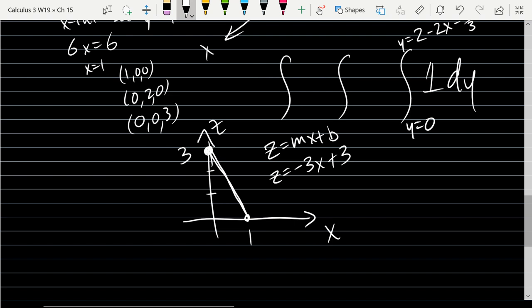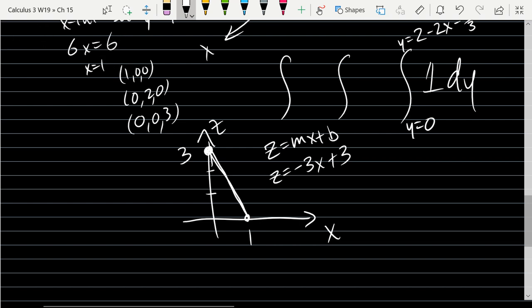So we have z equals negative 3x plus 3. How can I test? Maybe I forgot lines. I forgot everything about slopes and intercepts. How can I check if this is correct? Plug in the 2 points. I have a linear equation, and if I have 2 points that match, it's the right line.